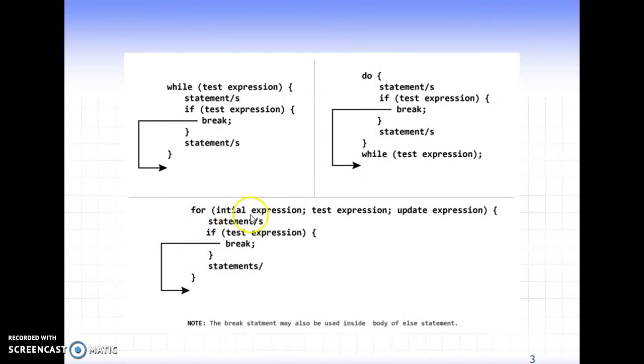In the for loop, we have the initial expression, test expression, and the increment or decrement expression. In the body of the loop are the statements to be executed, and wherever there is an if with a test expression whose result is true, it gets a break statement over here. Because of this, the control comes outside the for loop. Note, the break statement may also be used inside the body of an else statement.